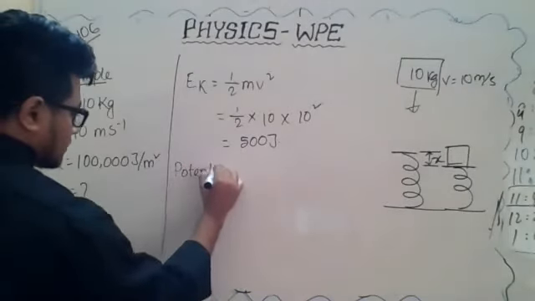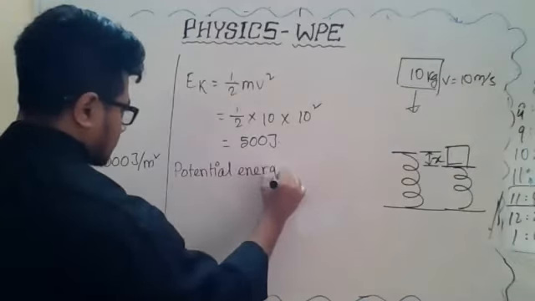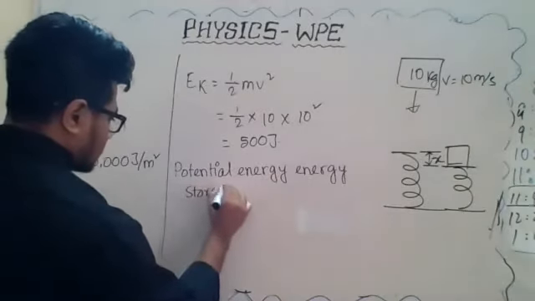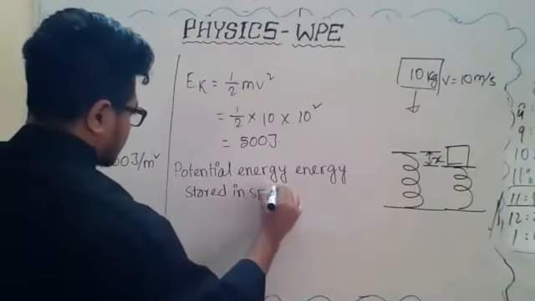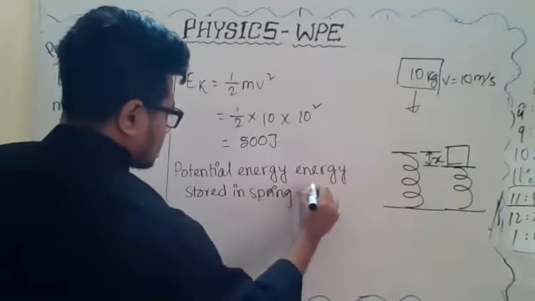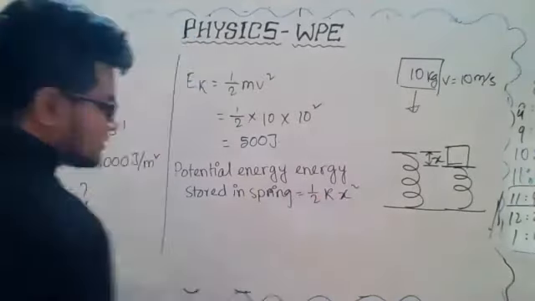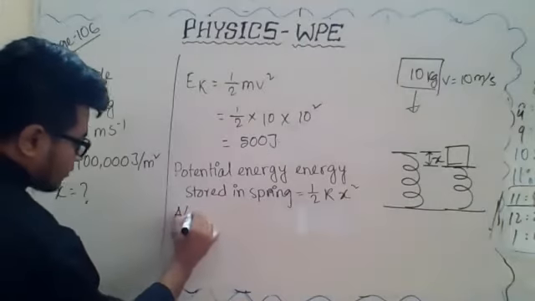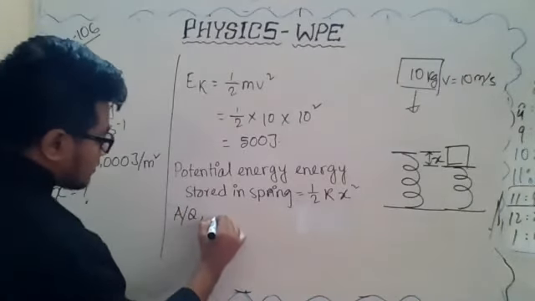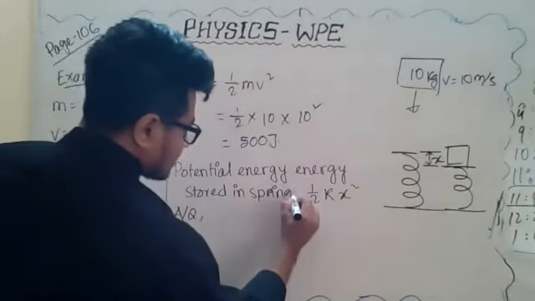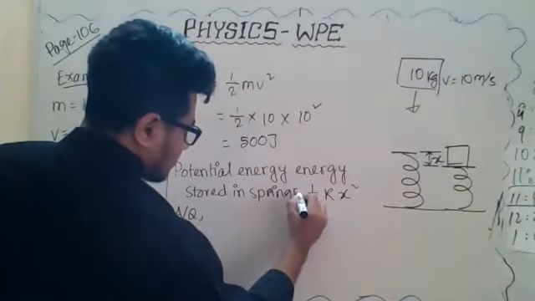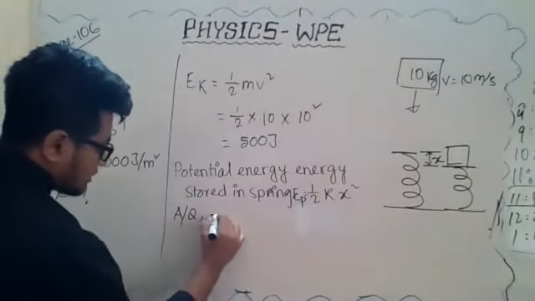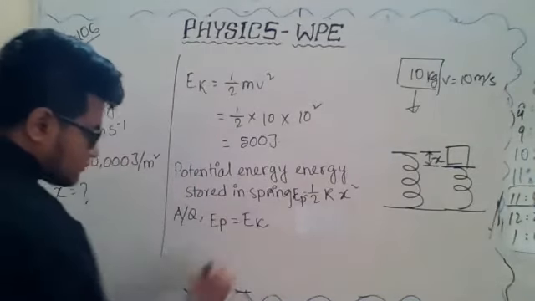Potential energy stored in spring is equal to half k x square. Here k is the spring constant and x is the amount of compression. Now, can I write according to the question? Let us say this is ES, or it is called EP, as it is potential energy. Let us write this one as EP. Now, according to the question, can I write EP is equal to EK? I can easily write that.